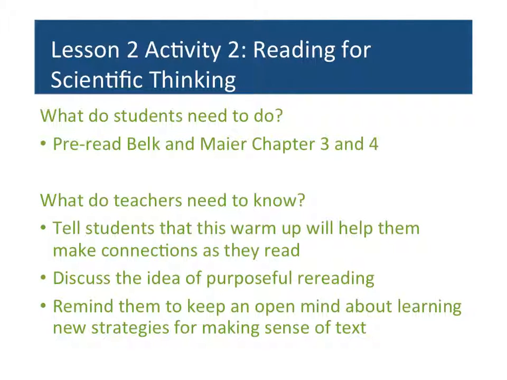In Activity 2, they're going to start to read the textbook chapters in this unit. And so they'll be reading the entirety of Belkin-Mayer Chapter 3 and 2 parts of Chapter 4. We're going to skip Section 4.2. So they'll be reading 4.1 and 4.3.